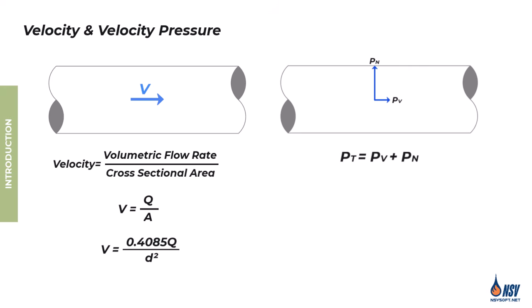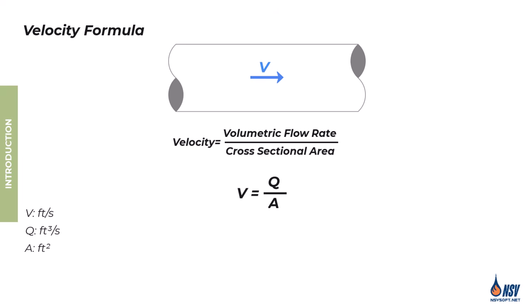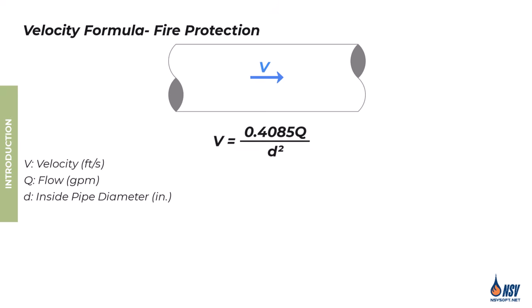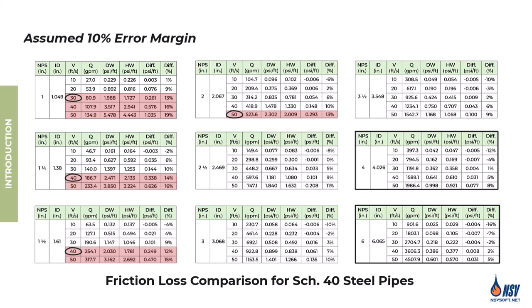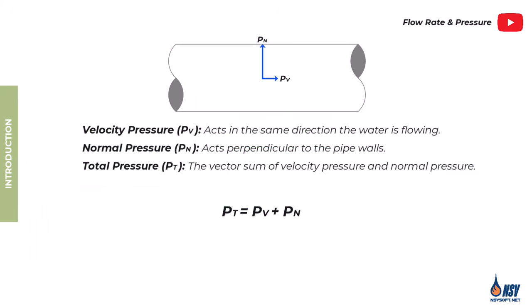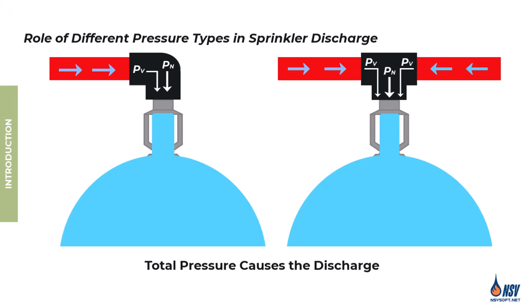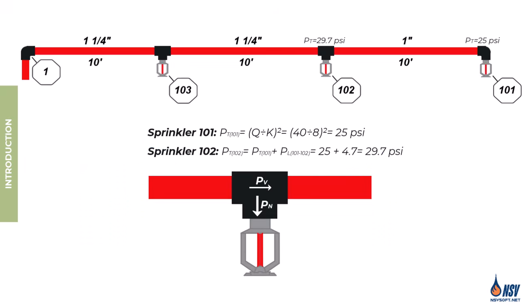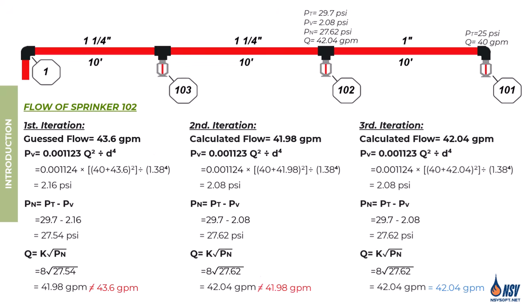Water velocity and velocity pressure are two key parameters in the hydraulic calculation of fire sprinkler systems, and understanding their roles provides deeper insight into how sprinkler systems actually perform. In this video, we will explore several advanced topics related to water velocity and examine how considering its effects can help us better understand and potentially optimize the hydraulic demand of a fire sprinkler system.